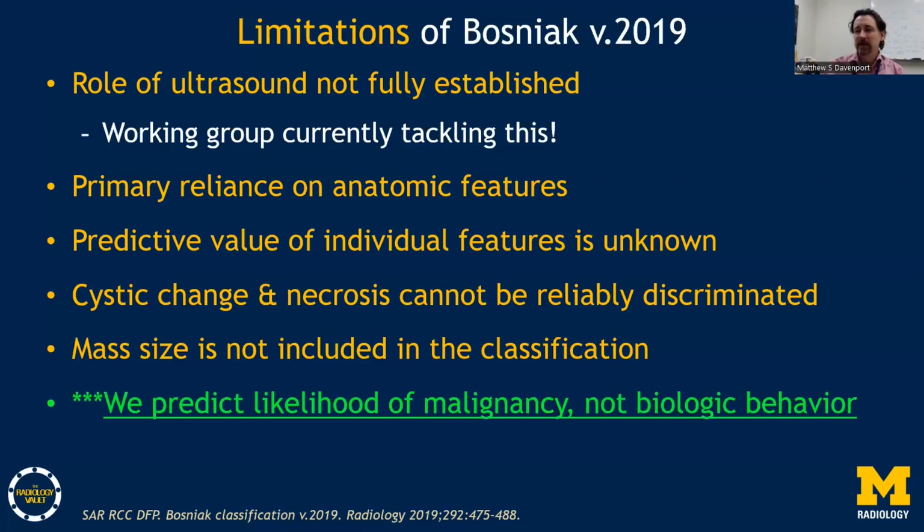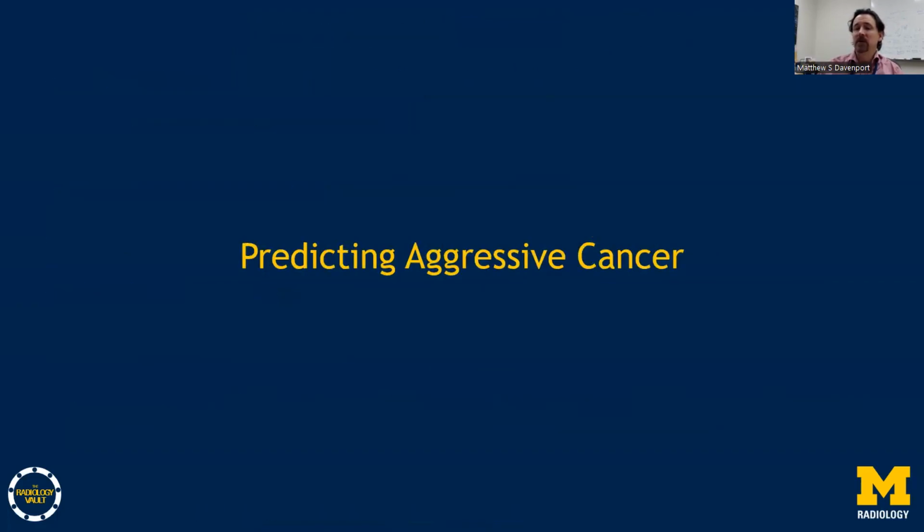And this is the key weakness: Bosniak version 2019 predicts likelihood of cancer, not biologic behavior. And this results in a lot of indolent masses being resected unnecessarily. If you look at the literature, about 30% of Bosniak 4 masses are aggressive cancers, and about 10% of Bosniak 3 masses are aggressive cancers, which means the majority are not aggressive. So if we're trying to move away from overdiagnosis and overtreatment, we have to reframe our thinking away from predicting cancer of any type to predicting aggressive cancer.